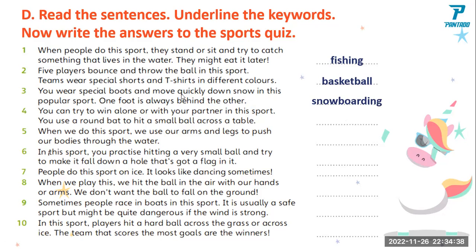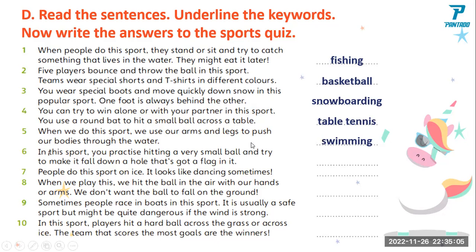Okay, now four. You can try to win alone or with your partner in this sport. You use a round bat to hit a small ball across a table. It is table tennis. Very good. Okay, number five. When you do this sport, you use your arms and legs to push your bodies through the water.